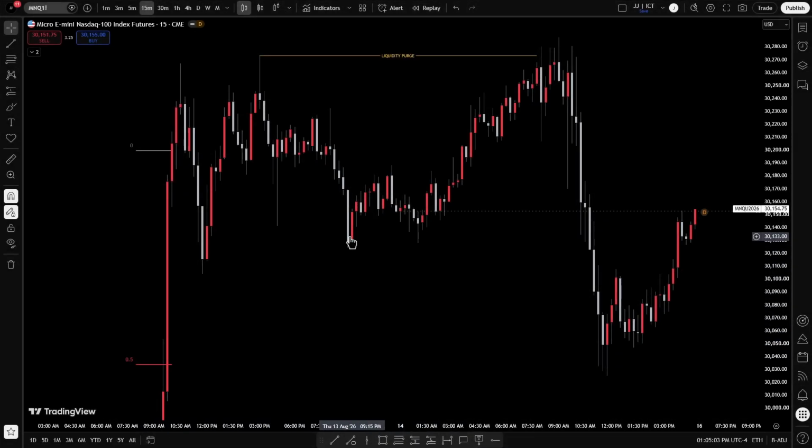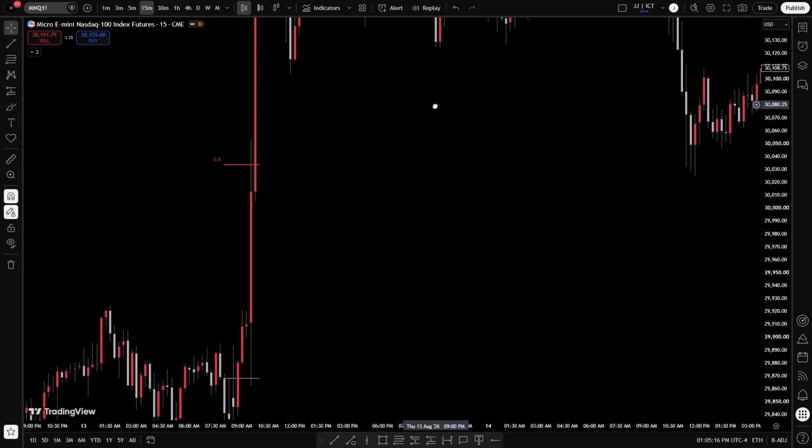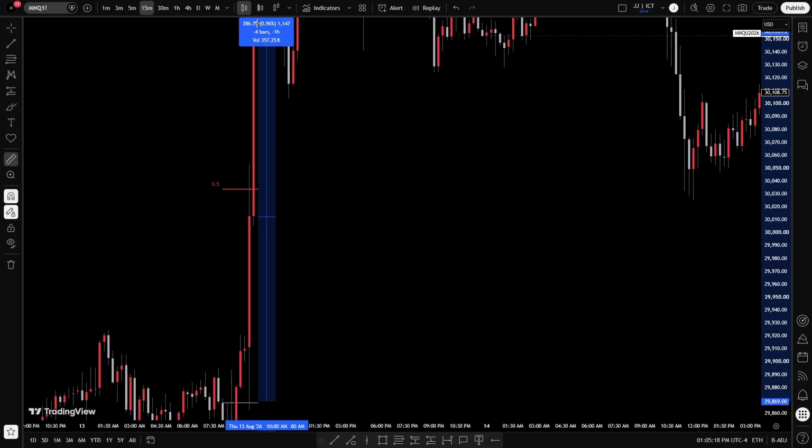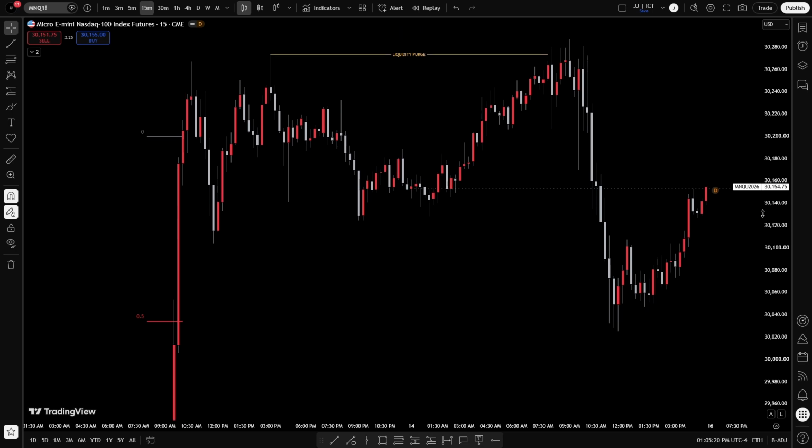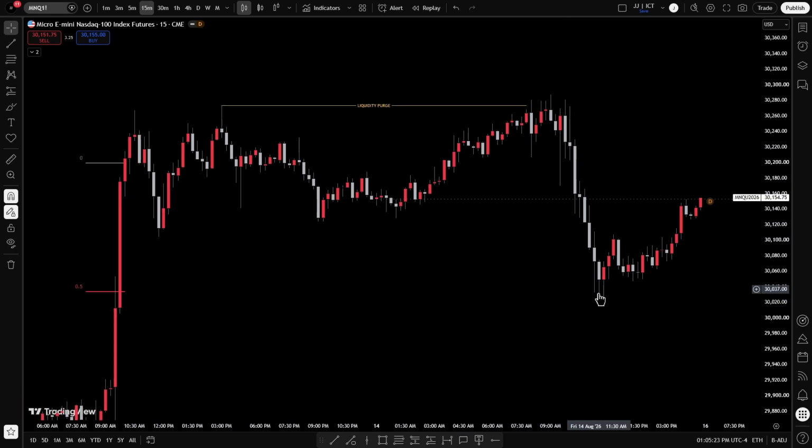Okay. And remember, if there is an imbalance right below or in close proximity to equal lows or just liquidity in general, it's likely that it's going to seek the equilibrium of that imbalance or fill the entire thing, in which obviously it's not going to fill the entire thing because the entire thing is like 300 points. So we're going to be targeting the equilibrium.